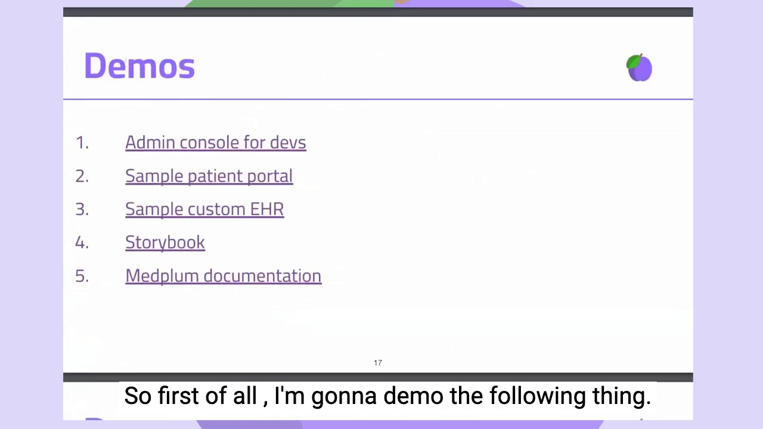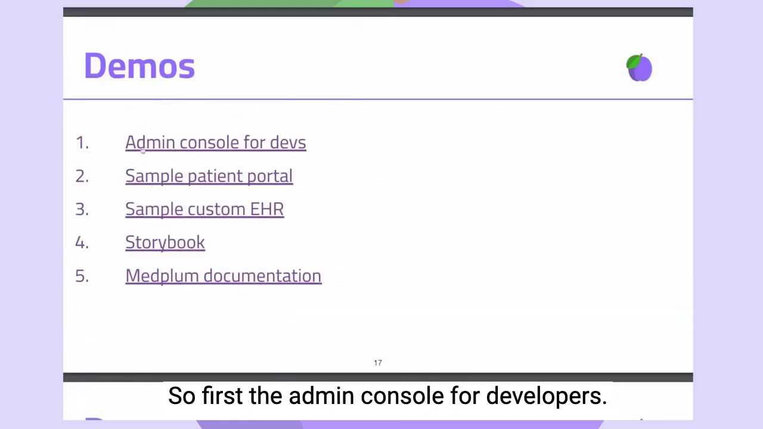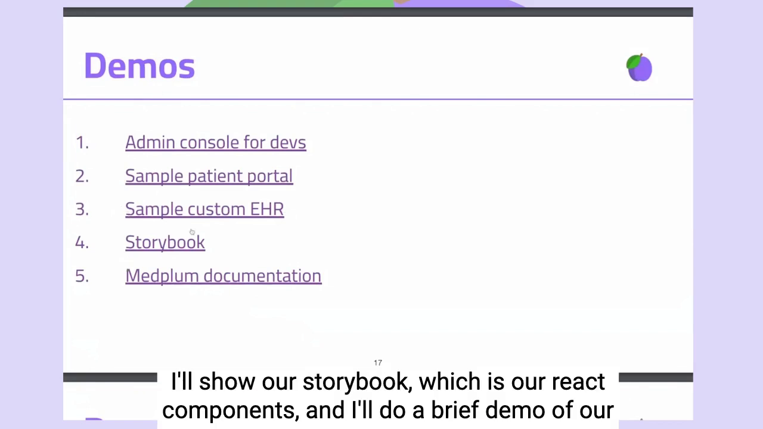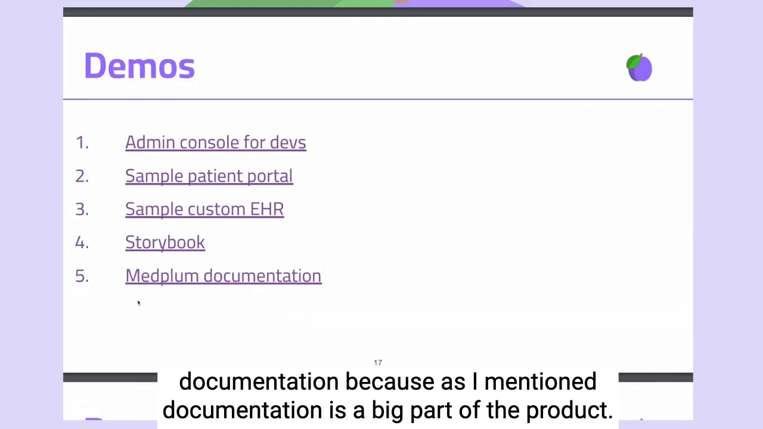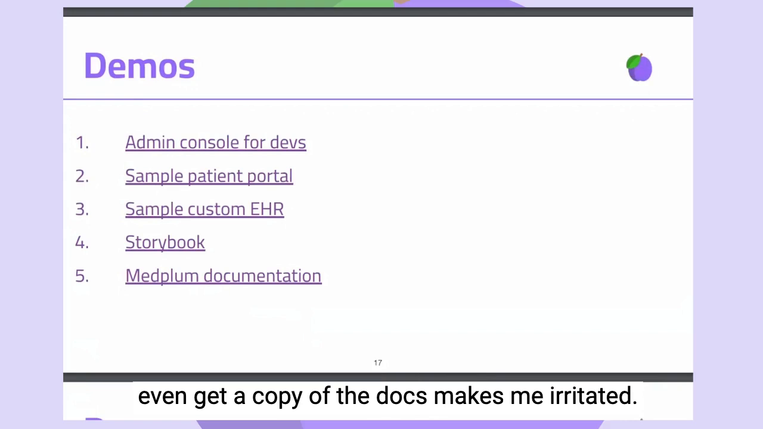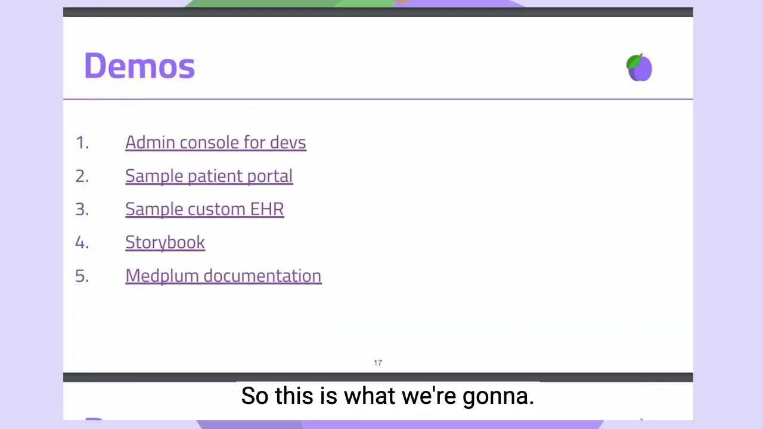So first of all, I'm going to demo the following things. First, the admin console for developers. Next, a sample patient portal, so a patient logging in, and a sample custom EHR. I'll show our Storybook, which is our React components, and I'll do a brief demo of our documentation because, as I mentioned, documentation is a big part of the product. As a developer developing in this space, the number of times I had to contact someone to even get a copy of the docs makes me irritated. So this is what we're going to do.